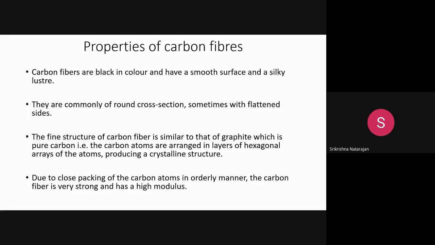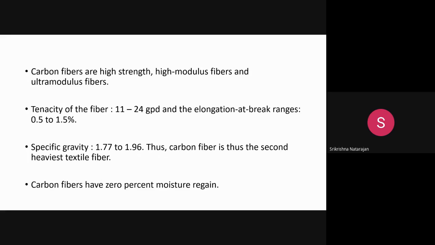Because of the close packing of the structure, if you observe, all the carbon hexagonal benzene rings are fused together, so it has good strength and modulus. High stiffness will be there, so the fiber is strong. And these fibers can be classified on the basis of high strength, high modulus, and ultra high modulus fiber. The tenacity is very high, around 11 to 24 grams per denier, and elongation at break is around 0.5 to 1.5%. And the specific gravity is high, 1.77 to 1.96.